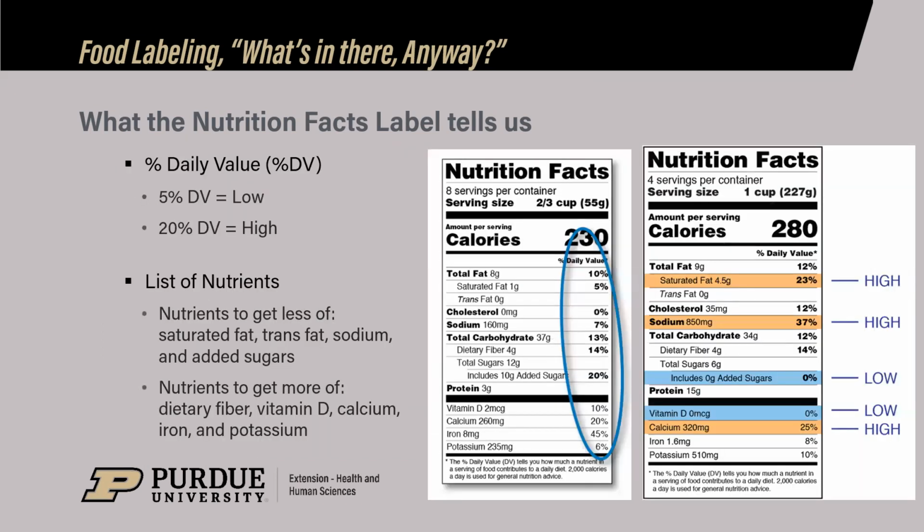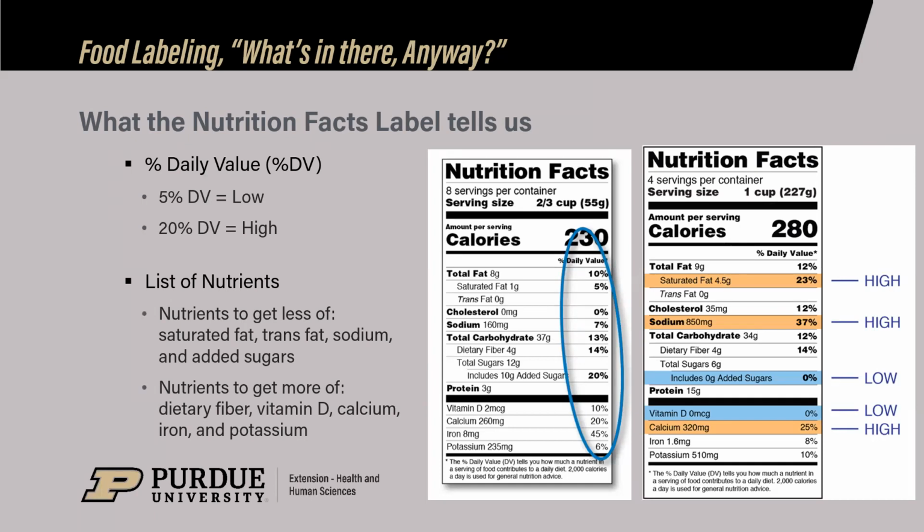Next, we have the percent daily value, or PDV, and that tells you how much a nutrient in a serving of food contributes to your total daily diet. So for example, if a label has 20% DV, daily value, for calcium, that means that one serving gives you 20% of the calcium that you need for the day.